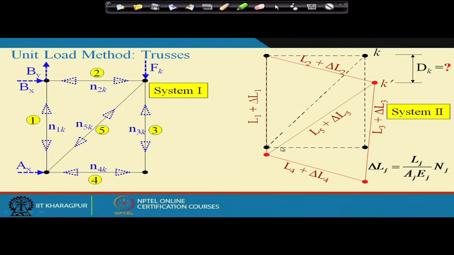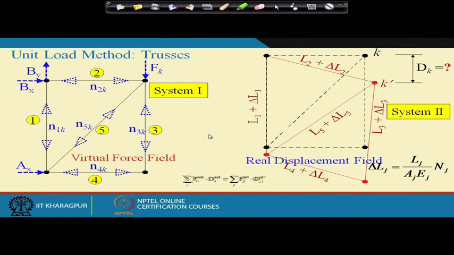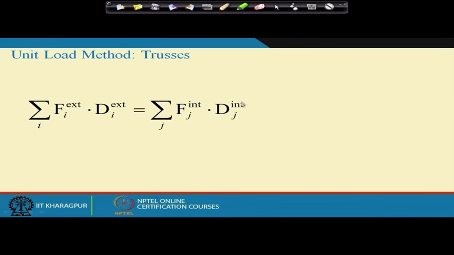work between these two systems, this is the virtual force field and this is the real displacement field. And then we apply the principle of virtual work, which says that the summation of F external, the external virtual work, is equal to the internal virtual work.